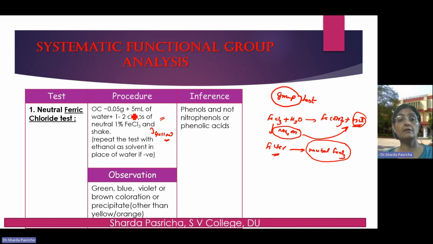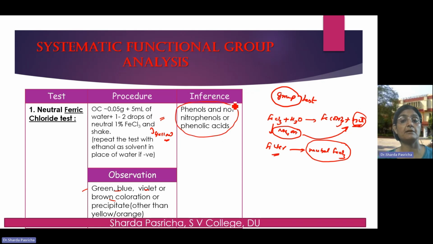So you take 50 milligrams of your compound, make a solution in water or alcohol depending on its solubility, then add 1 to 2 drops of dilute, freshly prepared ferric chloride solution or neutral ferric chloride solution in water or alcohol, depending upon the solubility of your compound. And if you observe colorations different from yellow, that is green, blue, violet, brown coloration or precipitate, then you say that the compound is a phenol.